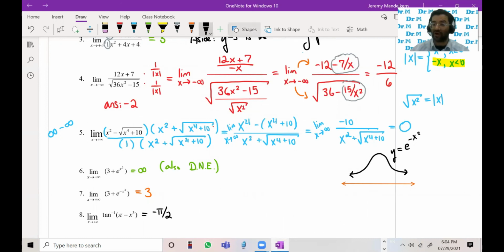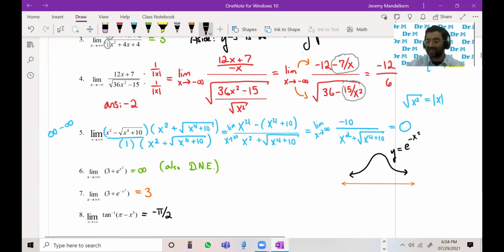And with that, we've solved yet another worksheet, this one being on limits at infinity, limits involving infinity, and end behavior.